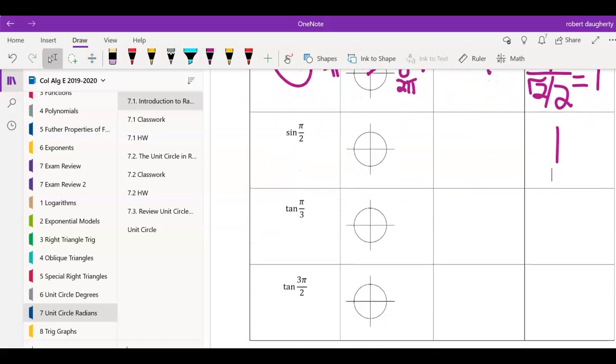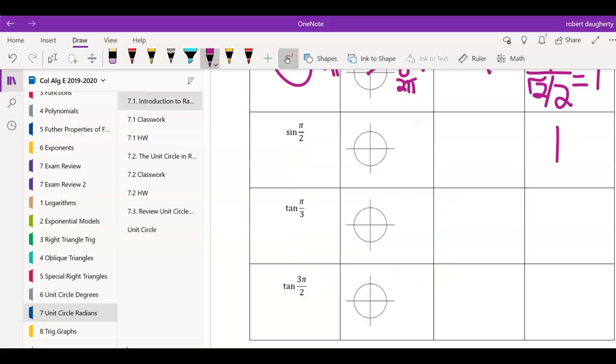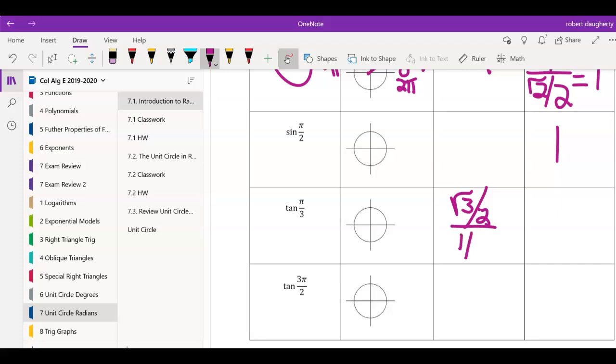Tangent of pi over 3. So just go to your unit circle, pi over 3. So where do I see pi over 3? That is right here. Tangent is y over x. So that's square root of 3 over 2 divided by 1/2, which is the square root of 3 over 2 times 2 over 1, which is the square root of 3.